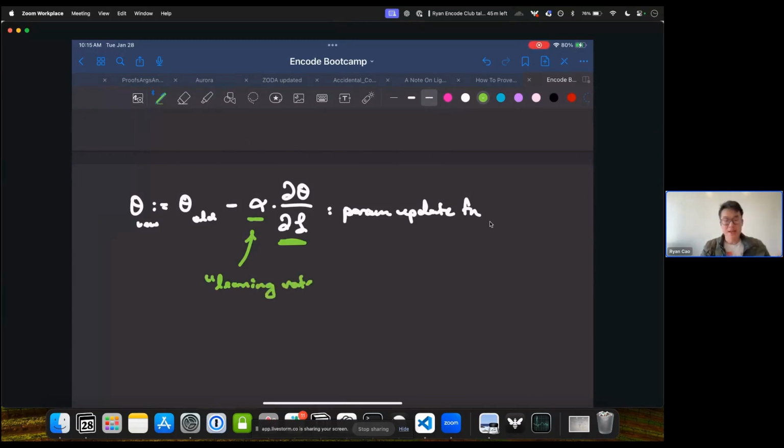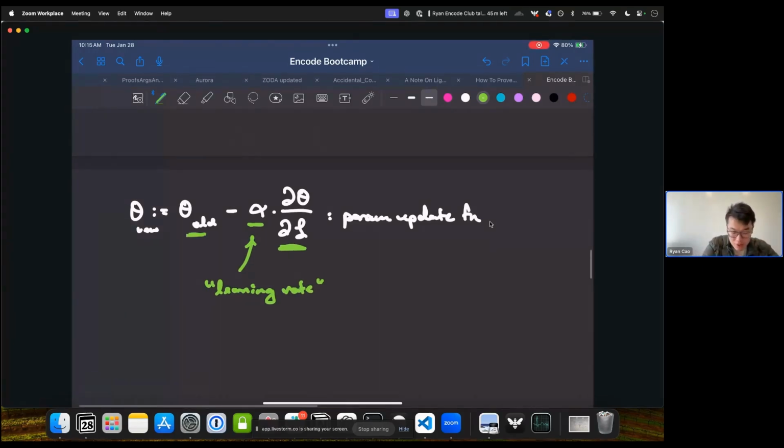But the point is that if we subtract the gradient from the old set of parameters to get the new set of parameters, the hope is that the new set of parameters does slightly better on this training set, right? Because we've taken a small step in the direction of reducing the loss function. Therefore, the predicted labels should match the ground truth labels a little better.